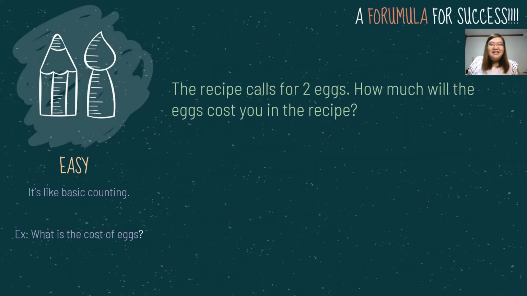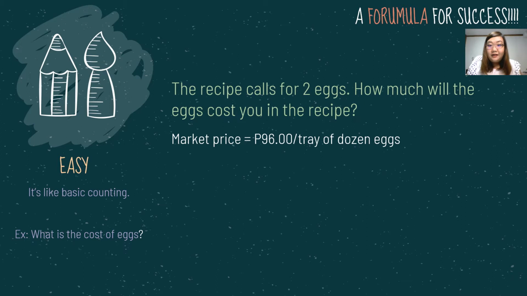So let's go to the easy first. The recipe calls for 2 eggs. How much will the eggs cost you in the recipe? First, let's take the market price. You go to the grocery, or you log on to online shopping, and you order a dozen eggs. Your dozen eggs costs you 96 pesos. So what do you do to get the cost of eggs? You divide the price by the number of eggs, and then you get the price per egg. 96 divided by 12 will get you 8 pesos. So that's 8 pesos per egg.